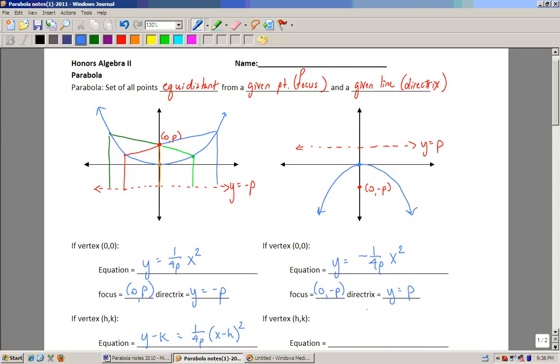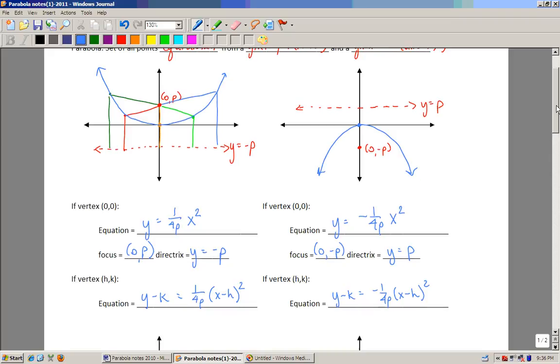And if you move it off that vertex of (0, 0), you can shift it again using h and k. The k goes with the y, and the h goes with the x. These two parabolas open up and down. That's what you're used to in past classes and past chapters.